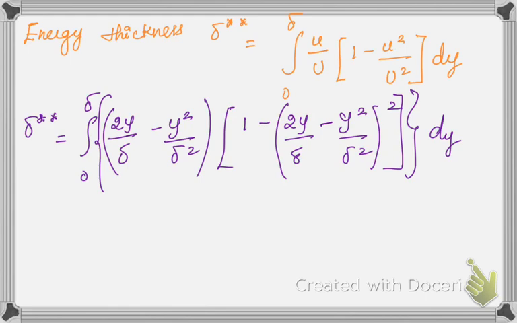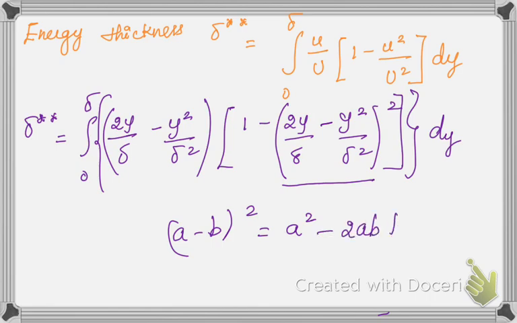Be careful while writing all those terms. Now I have to simplify this. I have a minus b the whole square here. If a minus b the whole square is there, then I write a square minus 2ab plus b square, that is the formula. This is also a minus b the whole square, so I consider it to be a minus b the whole square and write it here. The formula will be a square minus 2ab plus b square.